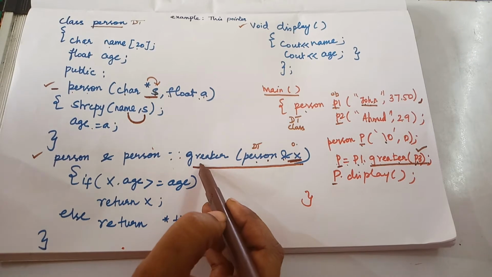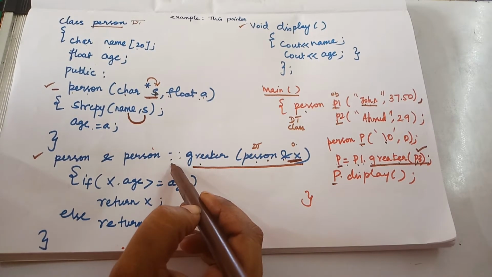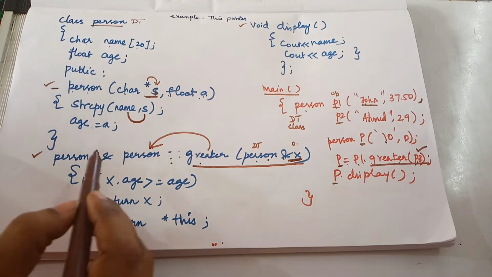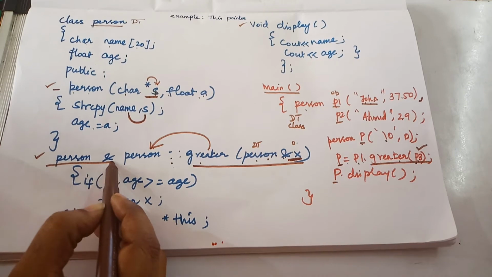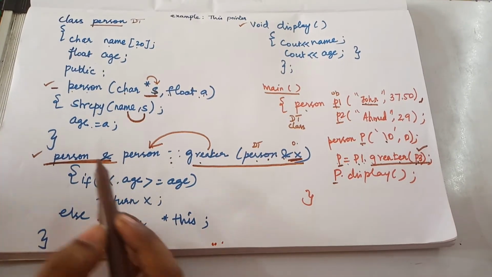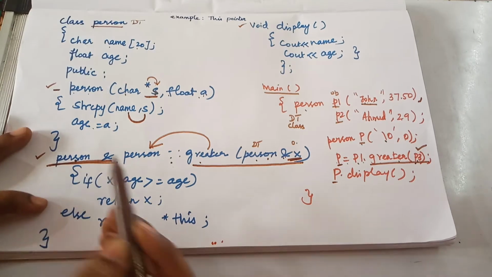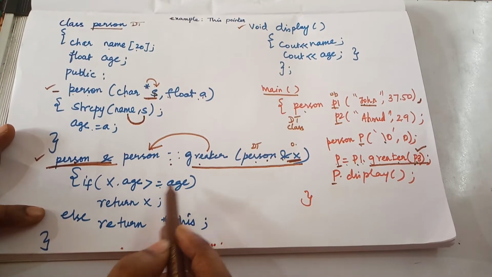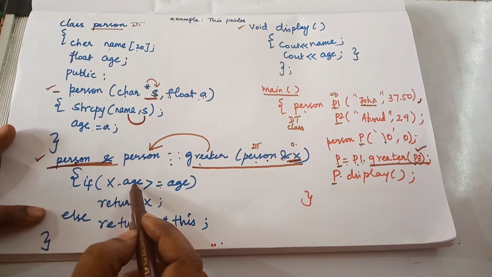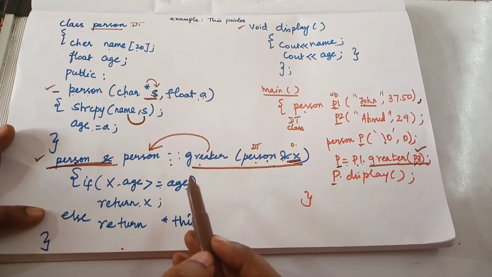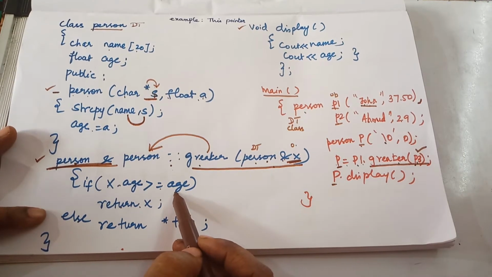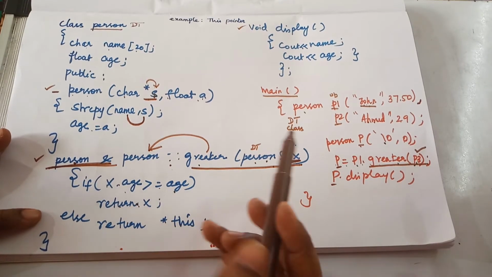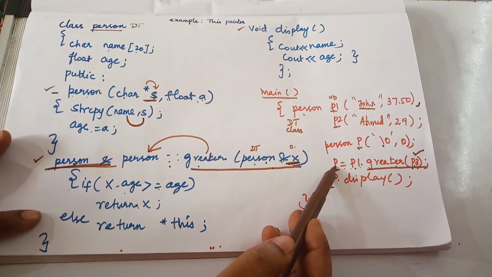This is the member function name, and the scope resolution operator tells that this member function belongs to the class person. Then the return type is person, and you are returning the address, right? Return type is also person. Okay, then this coding is already explained. If x dot age is greater than or equal to age, return x. Here x dot age represents this object's value, and age represents the object for which you are calling this function. So comparing this, it returns the value. While returning the value, it goes to the main program and is stored in the object P.